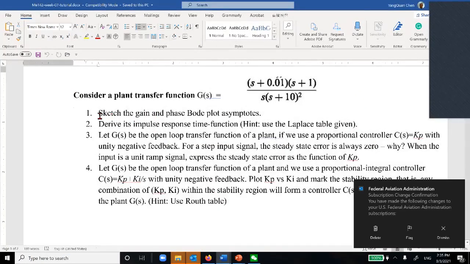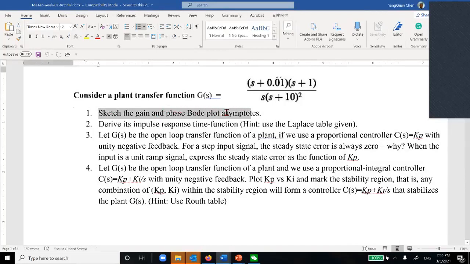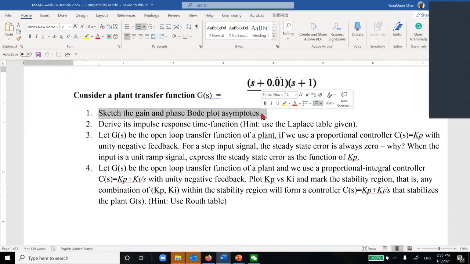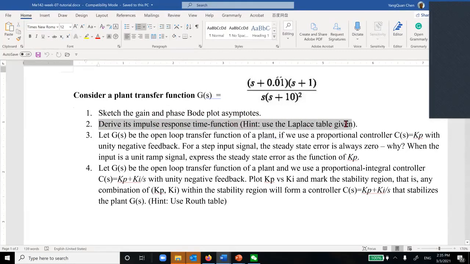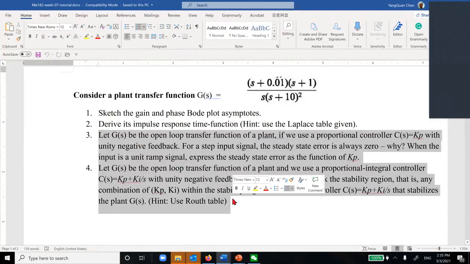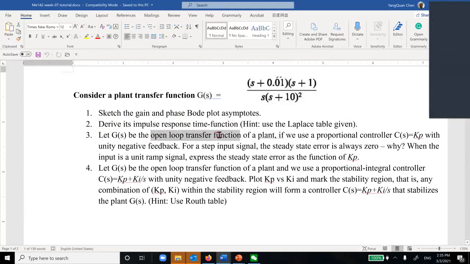You can see that the first one is to sketch the gain and phase Bode plot asymptotes. What do we mean by asymptotes? Those are straight lines. Then derive its impulse response time function. You can use the Laplace transformation table given. After that, there are 2 sub-questions regarding control of the system. We assume this G is an open loop transfer function of a plant to be controlled. Then we use a proportional controller with unity negative feedback.